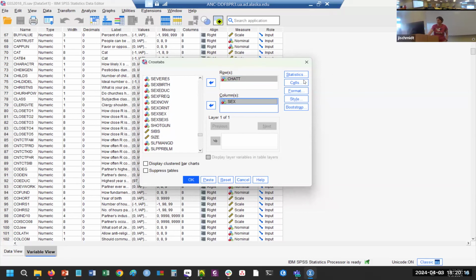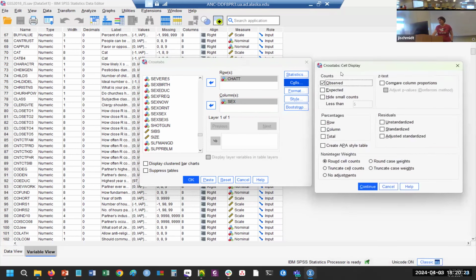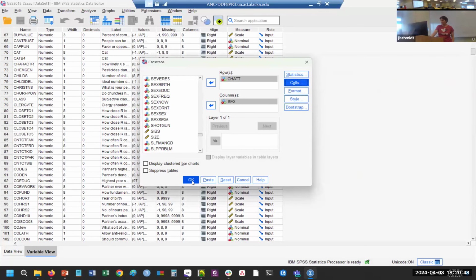And then go to cells. And here's where you can mess with what's going to be put out. Why don't we change this to column percentages? Because remember, we wanted our independent variable to add to 100. So we want to get these column percentages. It's already going to round the cells for you, so you don't have to deal with that issue. And then we'll hit continue, and then okay.